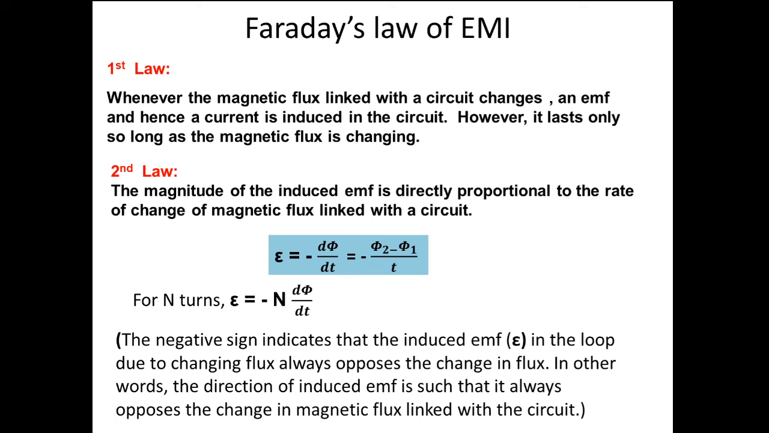The negative sign indicates that the induced EMF in the loop due to changing flux always opposes the change in flux. In other words, the direction of induced EMF is such that it always opposes the change in magnetic flux linked with the circuit. In detail, we will learn about its direction in Lenz's law.